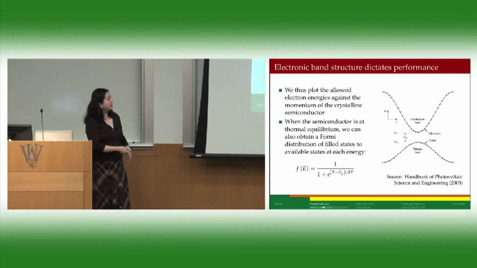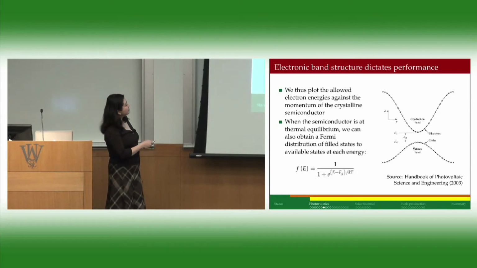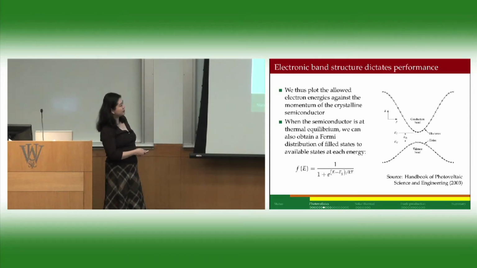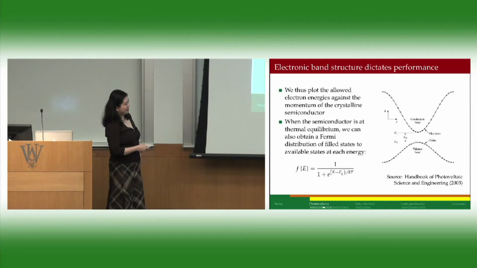Okay. So if you go back to this plot here, what we end up doing is we solve for these energies, and we basically plot them as a function of the momentum of the crystalline semiconductor. So basically, this is energy as a function of the crystal's momentum. Okay. And then we can also figure out, well, how much is my valence band filled? Do I have anything in the conduction band?